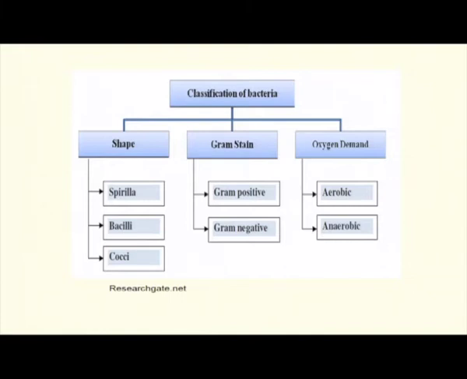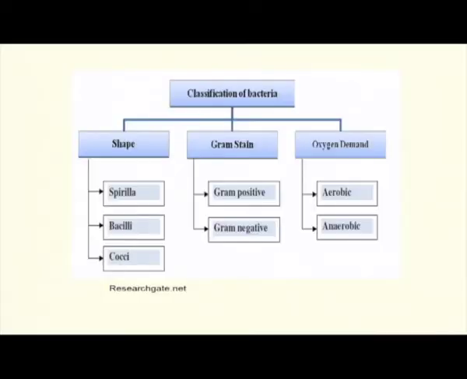The bacteria can basically be classified based on their shape, based upon how they accept certain dyes, and based on the oxygen demand. So based on shape, you have the spirilla, the bacilli, and the cocci. Based on their ability to accept gram stain, you have gram positive and gram negative. This depends upon the thickness of the peptidoglycan layer of the cell wall, as you are all aware. Then based on oxygen demand, if they require oxygen for growth, they are aerobic. If they do not require oxygen for growth, they are anaerobic.